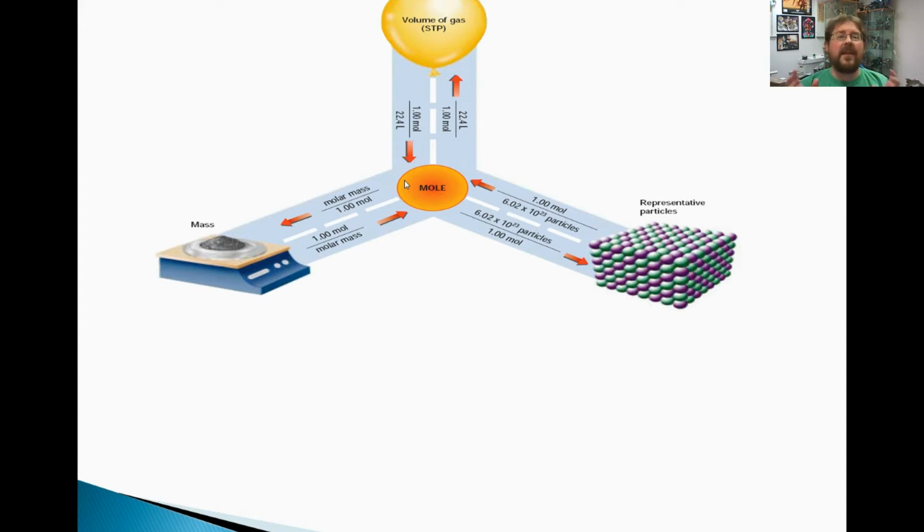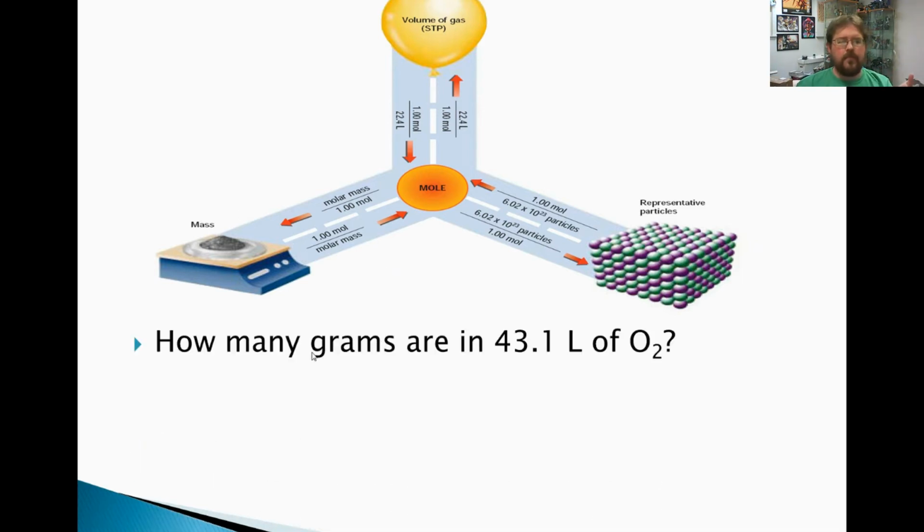Well, this image I've given you here is what's called the molar roadmap. And it is literally a map because you can use it, knowing where you're starting and where you're ending, to get the directions you need to go. So rather than try and figure out piece by piece what you need, you can use this tool to help guide you along the way so you know what's going on. Now, what would you need to guide you through? Well, here's an example problem. How many grams are in 43.1 liters of O2?